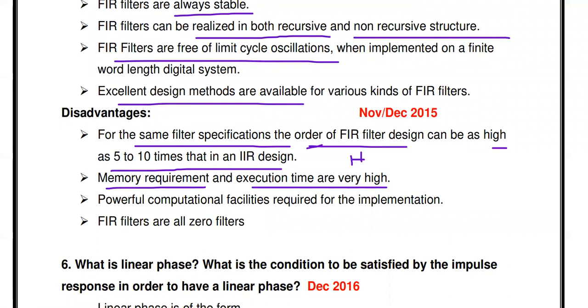Okay, since the order of the filter is very high, the number of components used within the FIR filter is high. So automatically, in order to store the intermediate values, we have to use memory, and automatically the execution time is also very high. Okay, so the next thing, powerful computational facilities are required for the implementation. So in order to implement the FIR filter, powerful computation facilities are required. And the FIR filters are all zero filters. Okay, FIR filters are all zero filters.